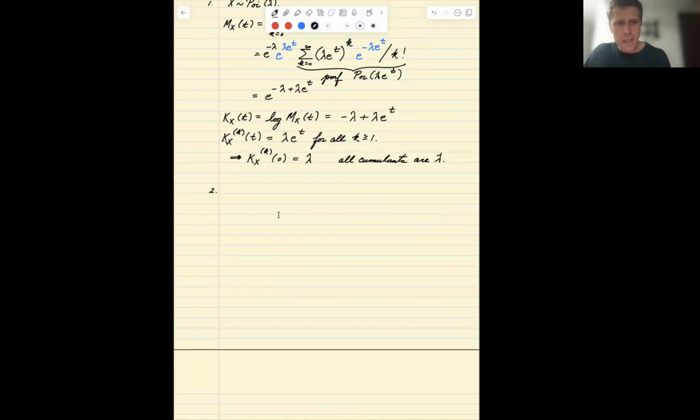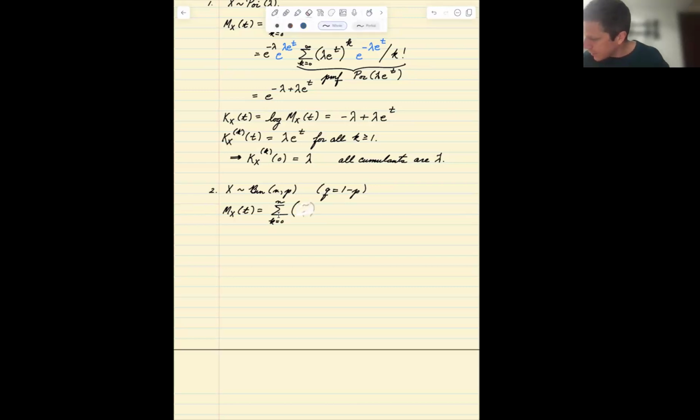Next, let's consider the binomial distribution. So let's let N be binomial with n and p, and q is 1 minus p. The moment generating function, by definition, is the sum from k equals 0 to n of e to the tk, n choose k, p to the k, q to the n minus k.